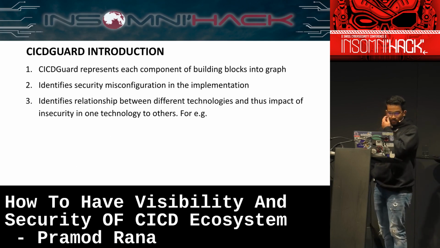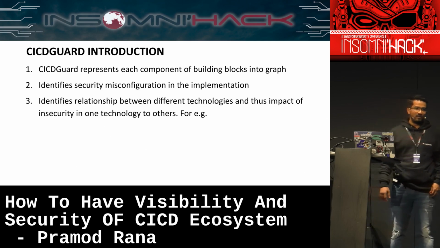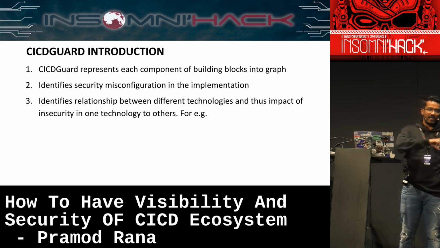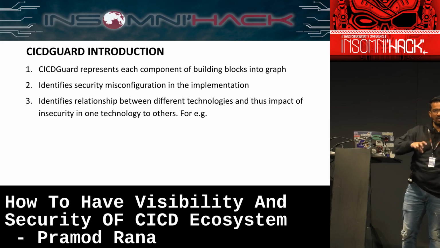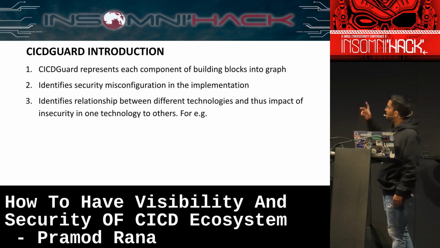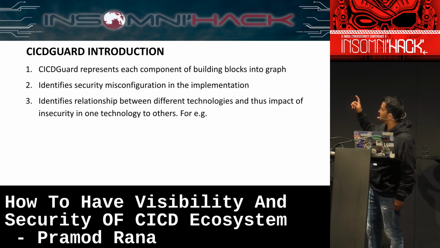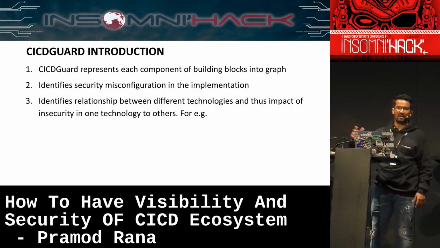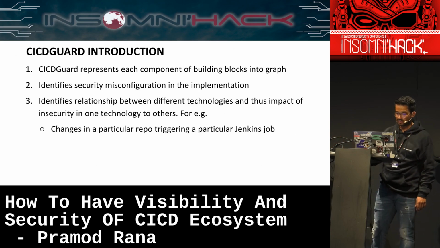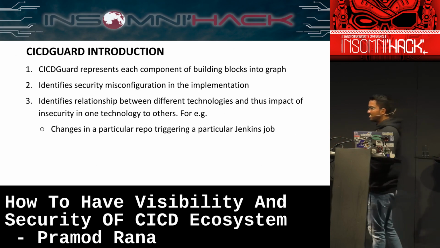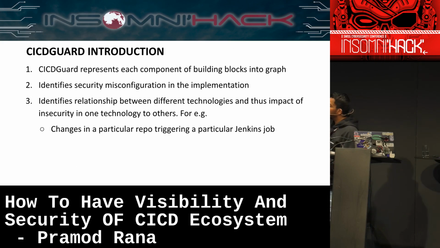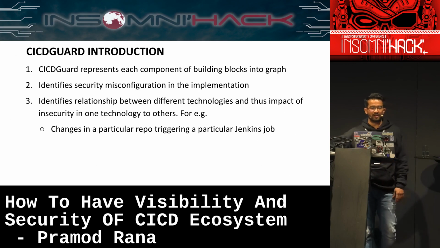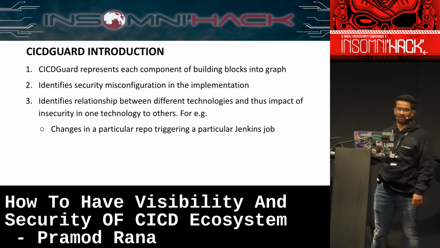The third thing, which is most important in my opinion, is that it tries to identify the relationship between the different components. Like I said, one of the challenges is finding the visibility and the relationship. So it handles that part by building the relationship, and that is the primary reason for using graph theory, because graph theory is more intuitive for the relationship part. For example, if there is a certain change in a certain repository, how is it eventually going to trigger a certain build process in a different technology?